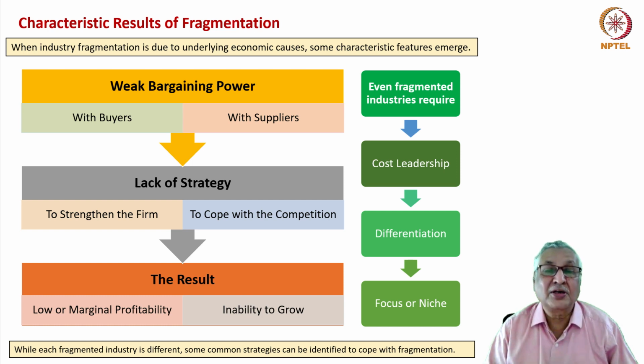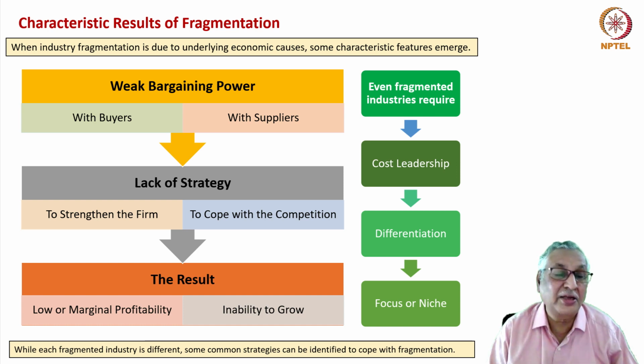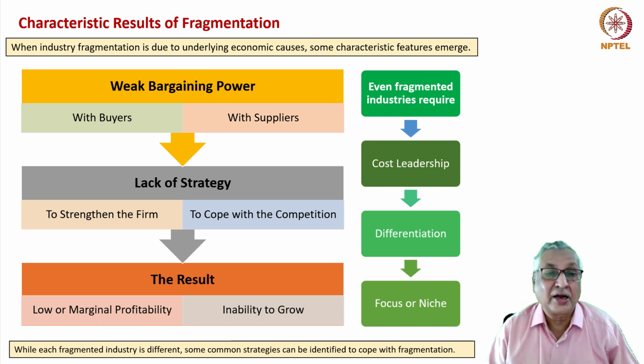What are the results of fragmentation? Why are you concerned about fragmentation? When industry fragmentation is due to underlying economic causes, there are some characteristic features that emerge. And they're also not good for the health of the industry. They're also not good for the health of individual constituent companies. Fundamentally, a fragmented industry will have weak bargaining power. That is, the players in the industry are unable to bargain to get what they are due.